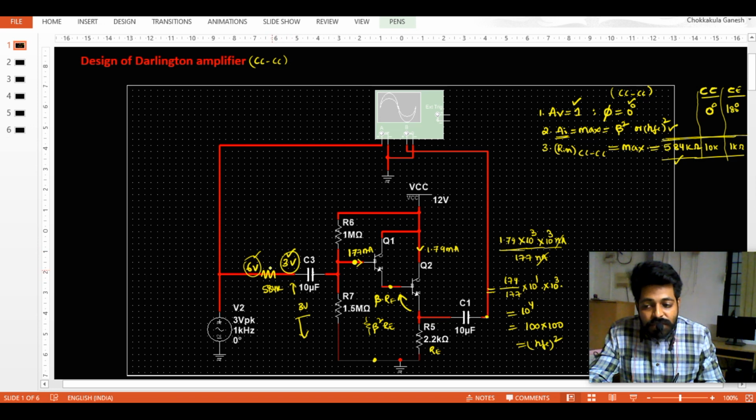So it means this is the resistance offered by the input section of the Darlington pair. Compared with the CE and with the CC, the input resistance of the Darlington pair is very high. So I can conclude that a Darlington pair will be the most suitable component or device to be connected with the source. So impedance matching at the source will be mostly possible with the Darlington pair.